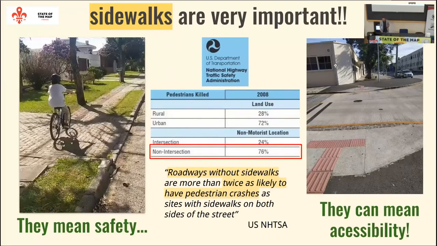sidewalks are very important. They mean safety. The Department of Transportation of the United States states in its data that almost 80% of car crashes occur at the non-intersection part of the roads. So many car crashes happen because there are roads that have no sidewalks. Okay. And in good shape, sidewalks can mean accessibility as well.